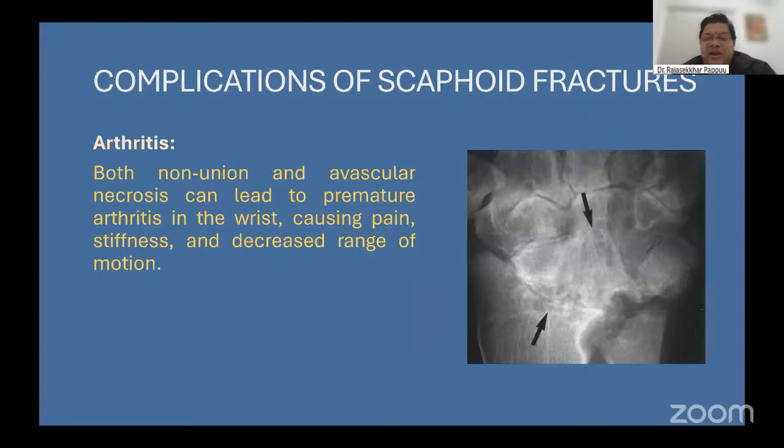Next, if all these things are not diagnosed and treated, it goes to the end stage of arthritis. It develops very severe arthritis, leading to loss of wrist movements and function. Grip strength is lost.